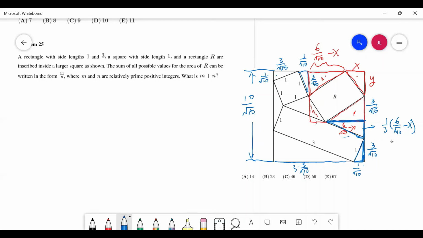Okay, so now I'm going to set up our equations. The first one, we're going to find these. We're going to just write this down, right? So y plus 3 over square root 10 plus 1/3 of square root 10, 6 minus x, then plus 3 over square root 10, which is equal to 10 over square root 10.